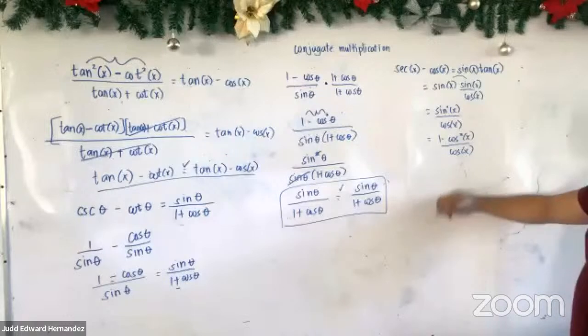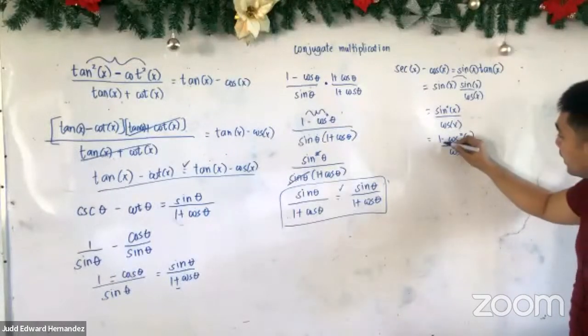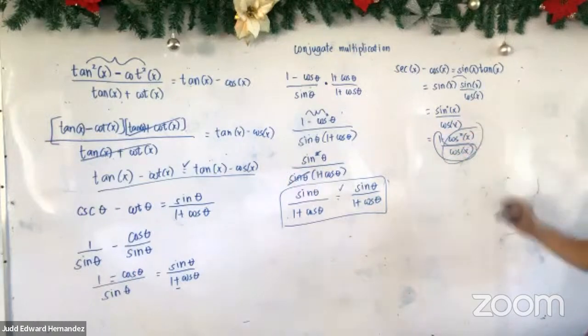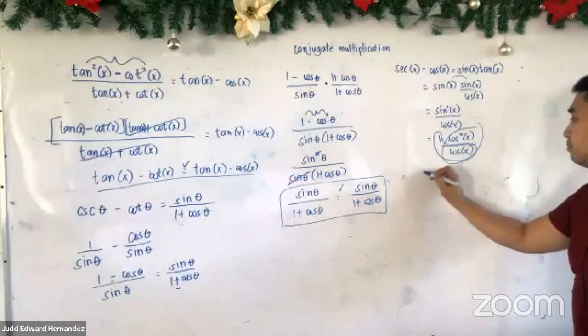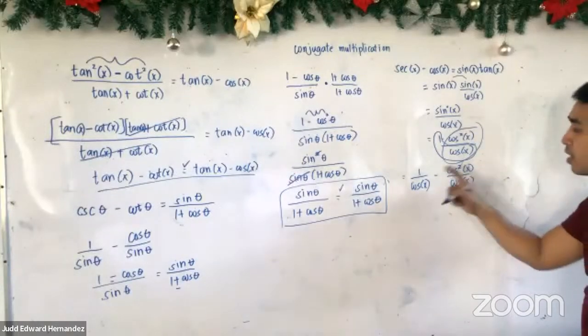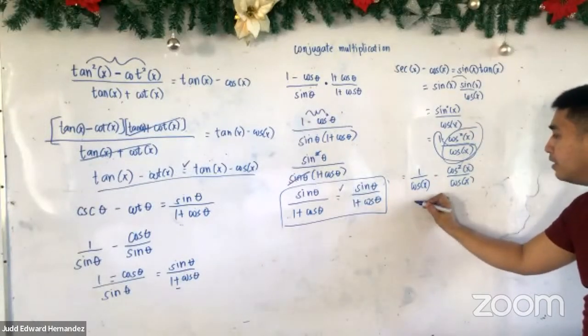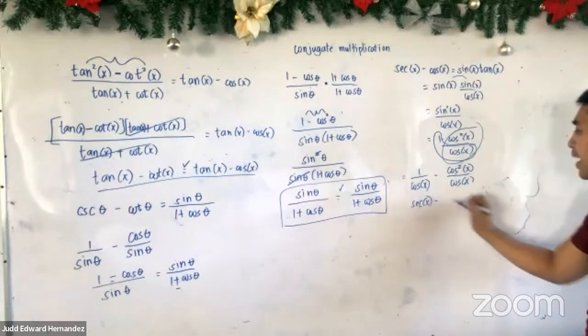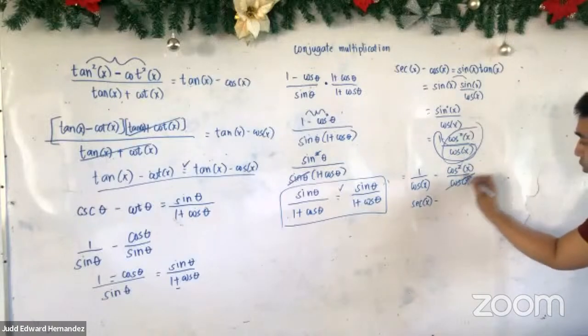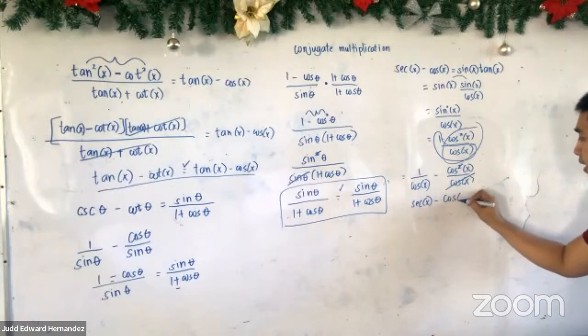Opo. Okay. So for this one, we could say na pwede nating paghiwalayin si 1 over cosine at si cosine squared of x over cosine of x. Gawin natin yun. This is 1 over cosine of x minus cosine squared of x over cosine of x. Mas madali, di ba? 1 over cosine is reciprocal, therefore that is secant of x, minus cosine squared of x over cosine of x, cancel yung isang cosine, therefore this becomes cosine of x.